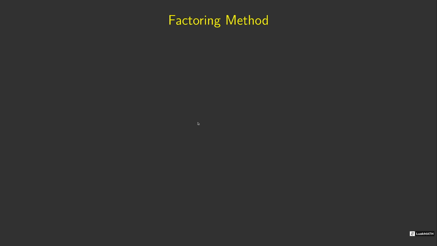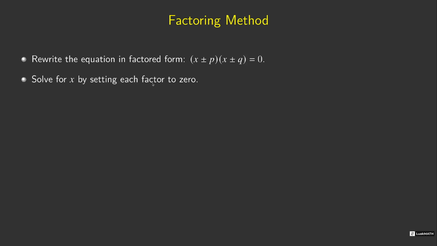So the very first one is factoring. So what is factoring? When you are factoring, basically you write the quadratic equation in this form: x plus or minus p times x plus or minus q equals 0. Where this p and q here, they could be any number. They could be real numbers. There could be even imaginary numbers as well. Okay, so they could be anything pretty much.